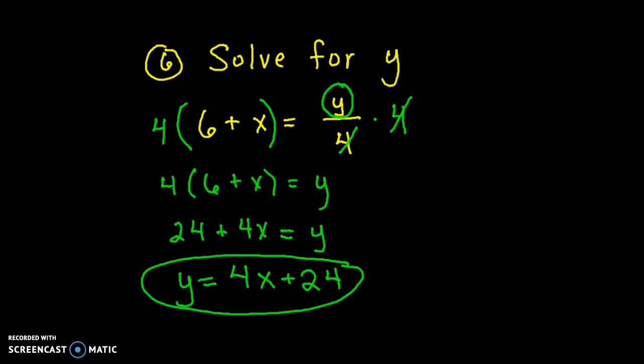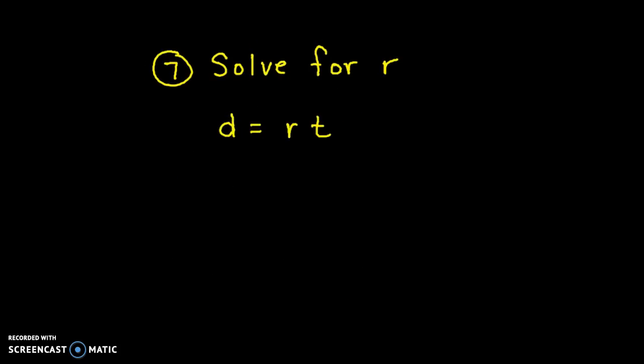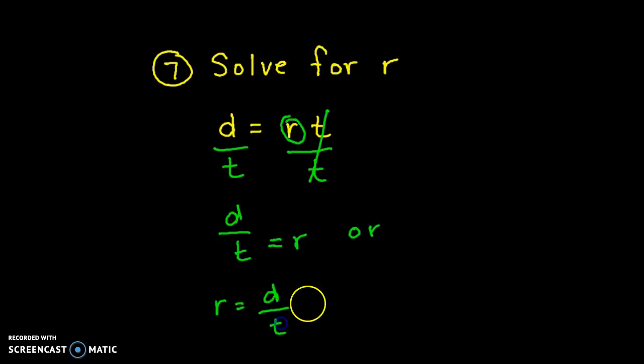Here's my answer. All right, number 7, we're solving for r. So we don't even have any numbers here, but that's fine with literal equations. We're going to solve for r. That means we want r by itself. In this case, we've got r times t. So to get r by itself, we're just going to do the inverse operation, and we're going to divide by t. Our t's cancel out, and we're left with t divided by t is equal to r. Or we can write this as r is equal to t divided by t. And that's our answer.